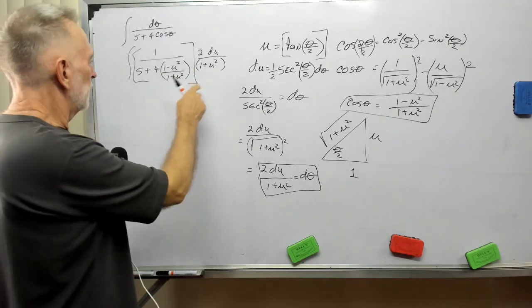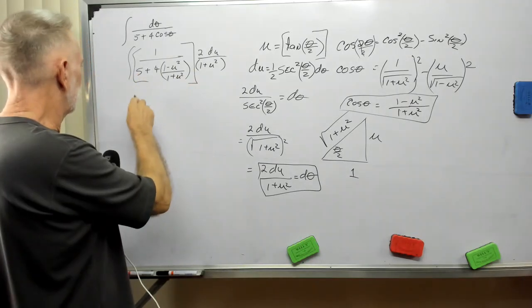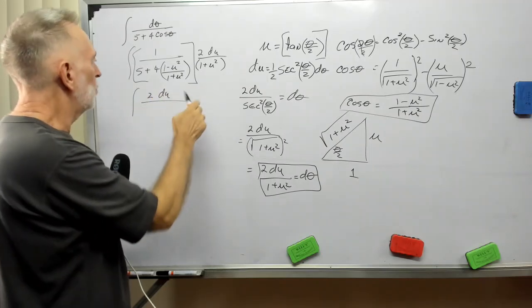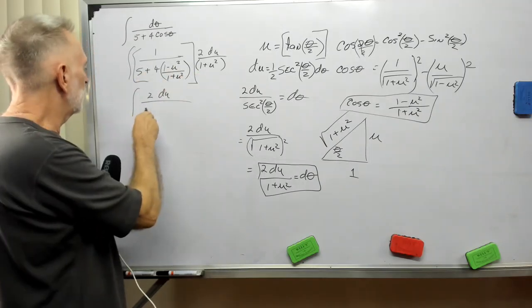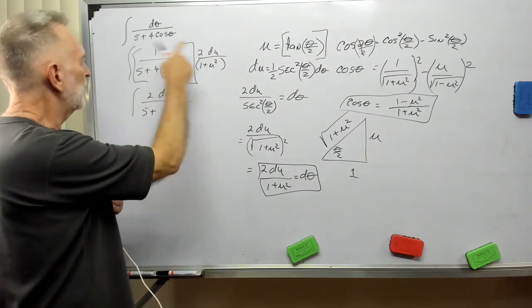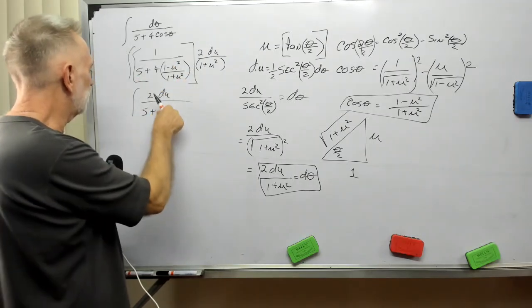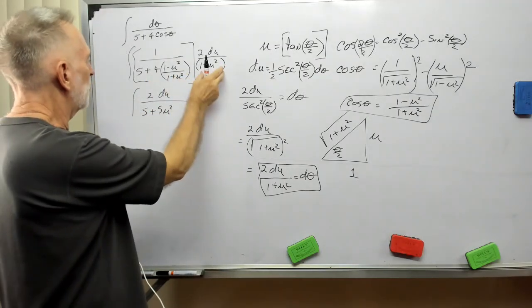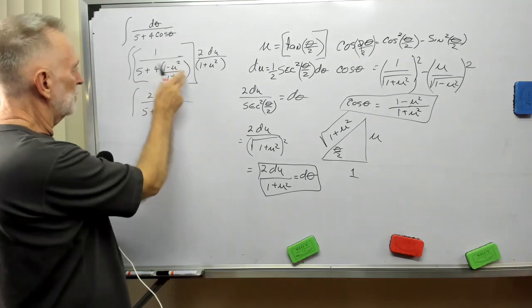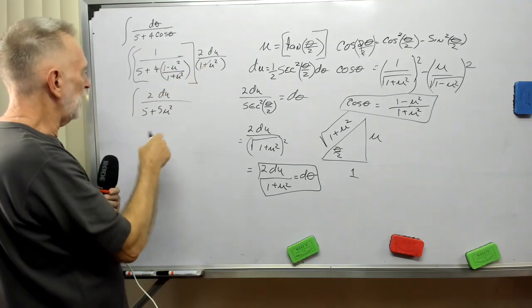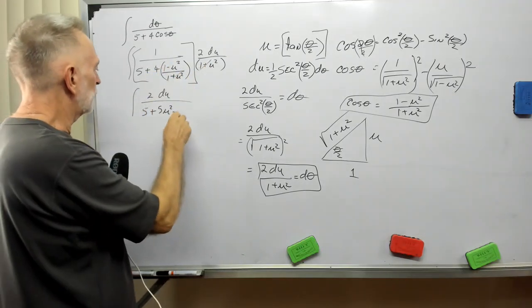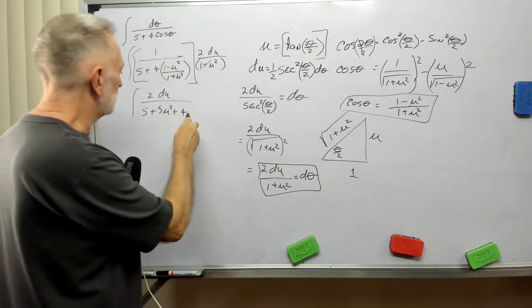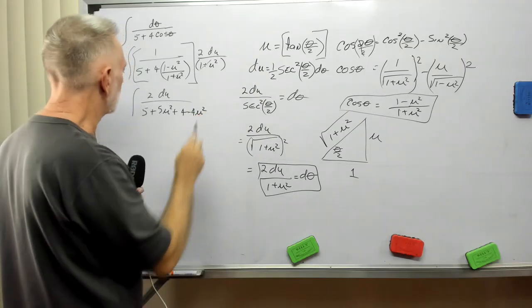Okay, I could FOIL that, or I could just say I've got the integral of 2 du over 5 times 1 is 5, plus 5 times u squared is 5u squared. Now then, multiplying this times this part, those cancel. Now it's 4 times 1, which is 4. 4 times a negative u squared is minus 4u squared.